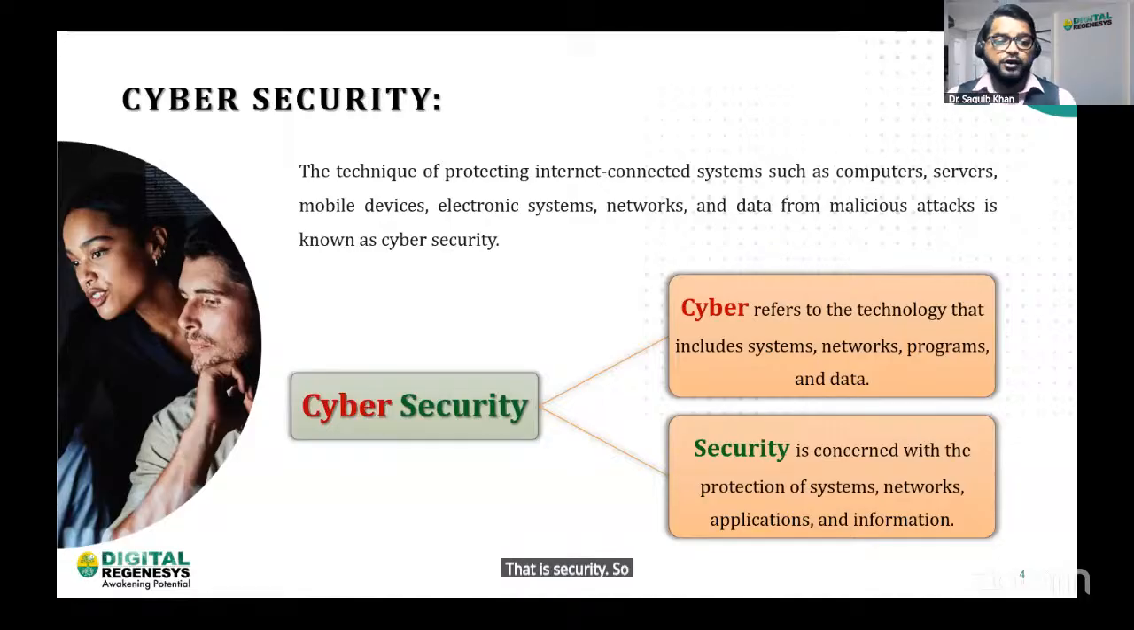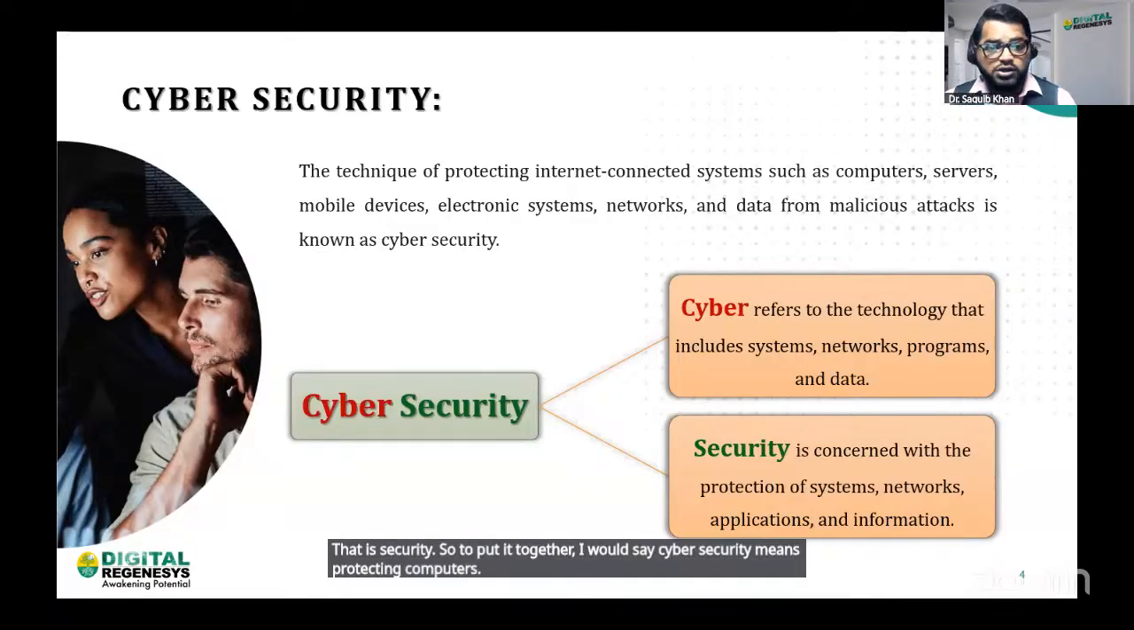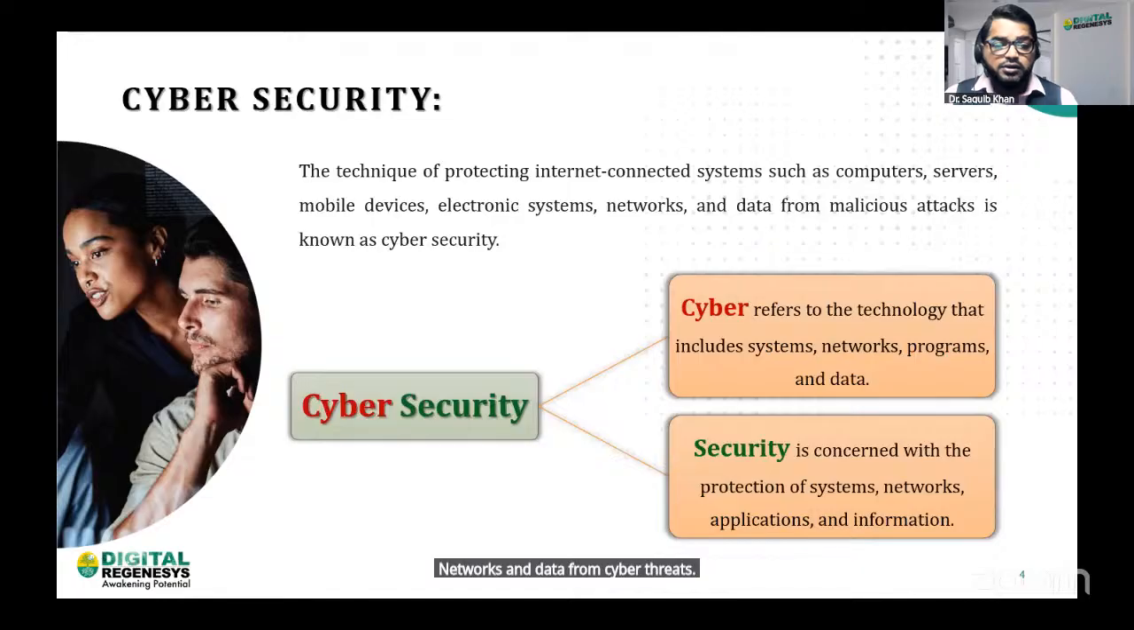So to put it together, I would say cybersecurity means protecting computers, networks, and data from cyber threats like hackers, viruses, and unauthorized access. And for that reason, companies use firewalls and encryption to keep customer data safe. You as a user, you use strong passwords. You don't click on suspicious links. Why do we do that? We do that because we want to protect our personal information online, right? So in short, cyber means digital world and security means protection. And cybersecurity means protecting the digital world from harm, right?